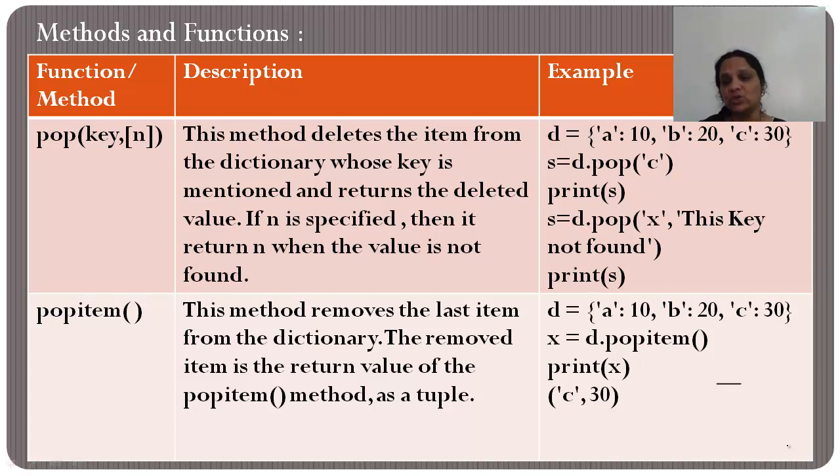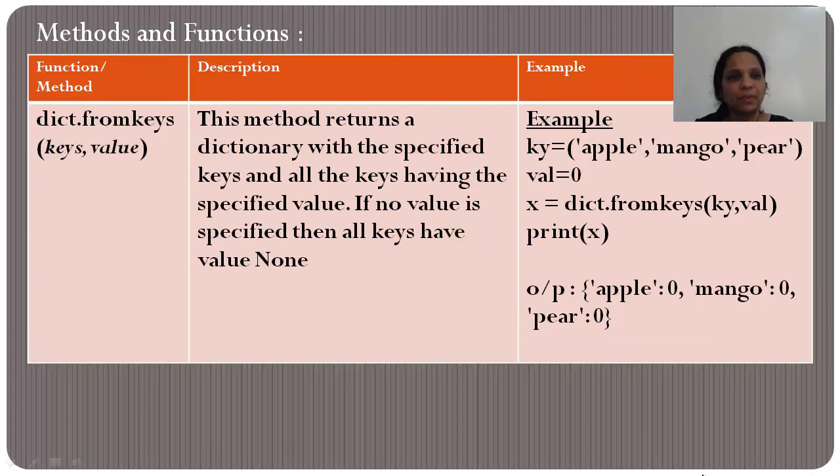Okay, coming to d.popitem(), if you realize here, I said X = d.popitem(). So with popitem, you're not specifying the key whose key value pair you want to delete. You just say popitem and it deletes the last element in the dictionary. What is the last element in the dictionary? C30 gets deleted. Is that clear? Okay, let's come to another function.